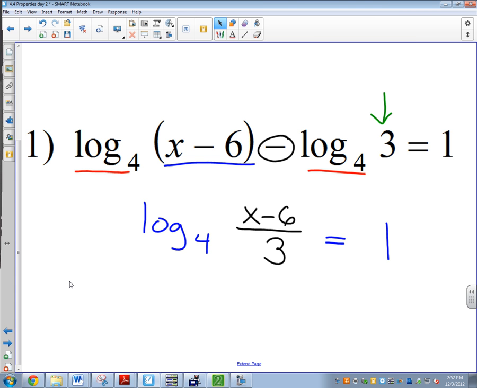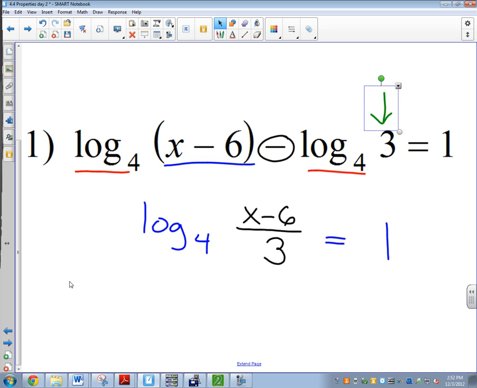So again, we looked at the problem. We recognized that log base 4 was written here 2 times. So we condensed it to make it just 1 log. We took the x minus 6 on top here, divided by, since it was minus, the 3 because it came second. It's all equal to 1.